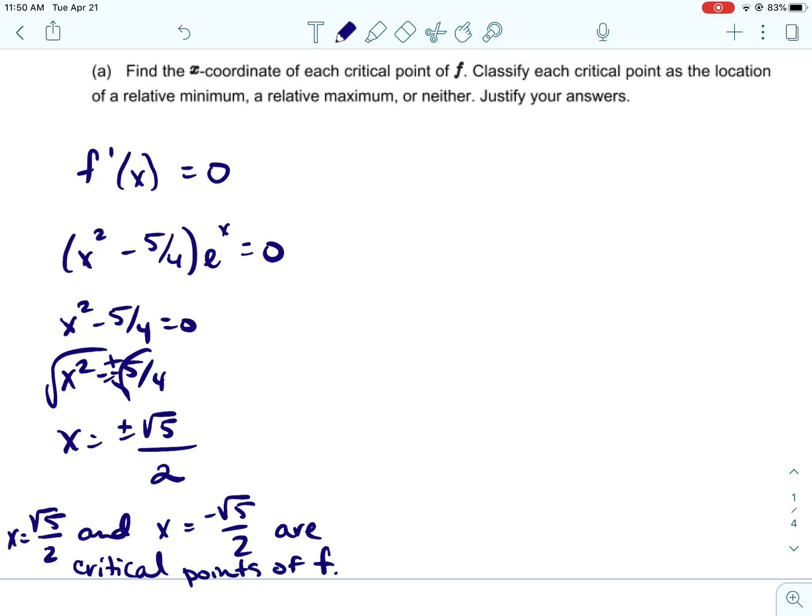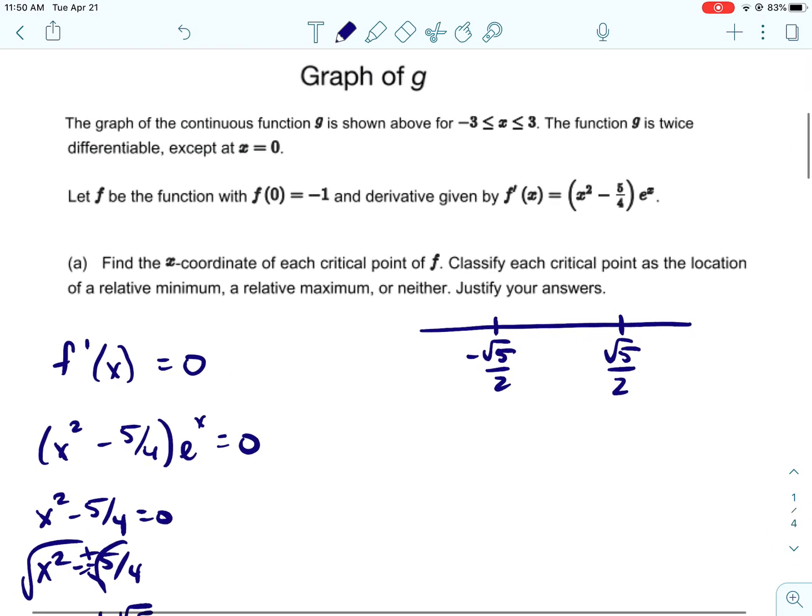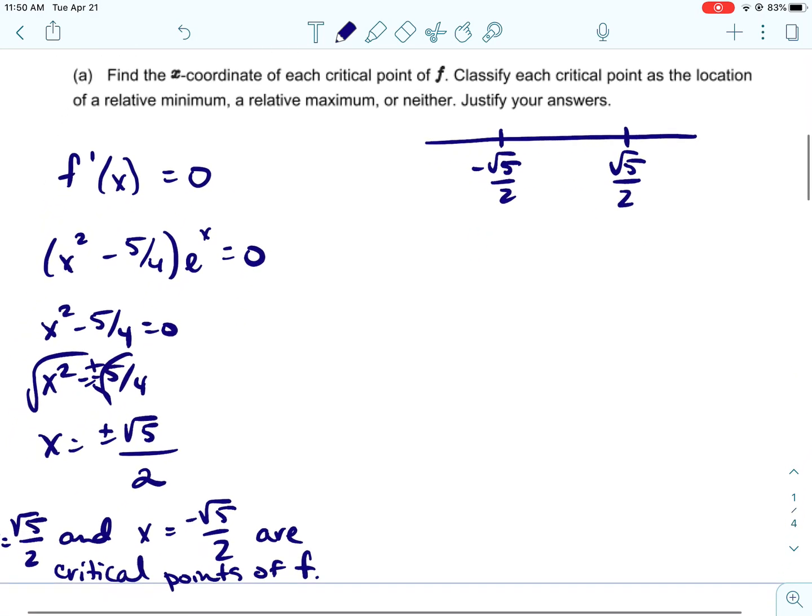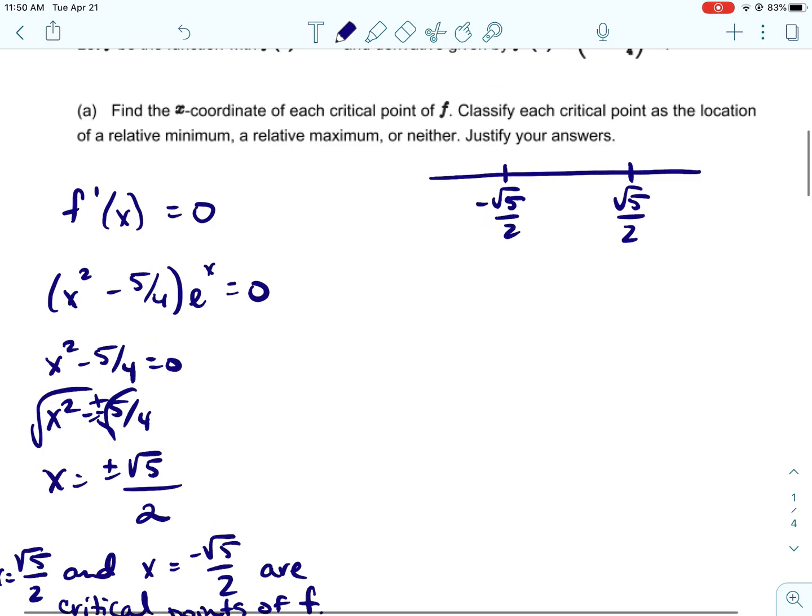I'm going to have to squeeze it in here because the problem takes up so much space. Okay, so then to classify them, we are going to use a number line and a sign chart. So we'll have the negative square root of 5/2 and the square root of 5/2. And do we have an interval? We do not.